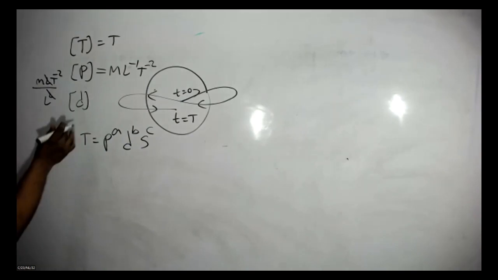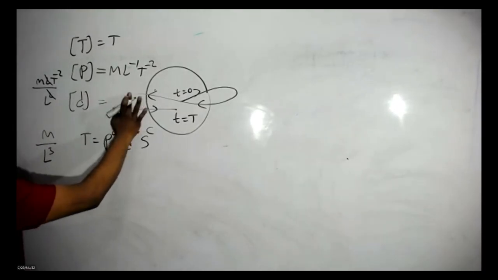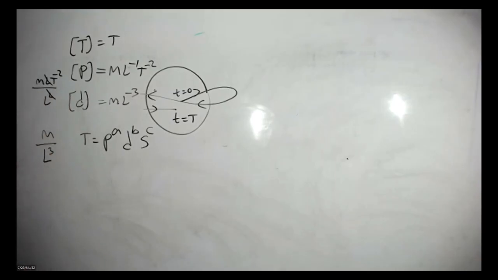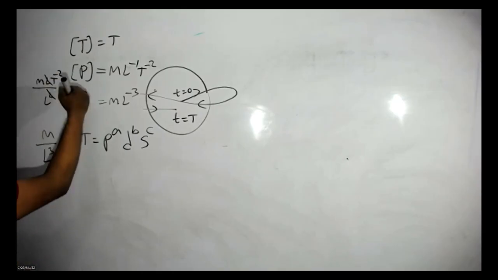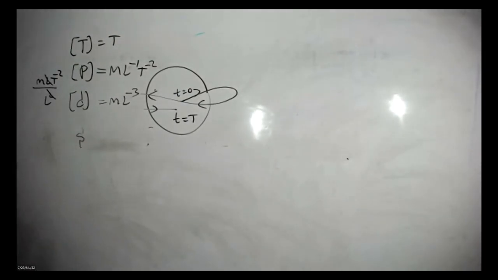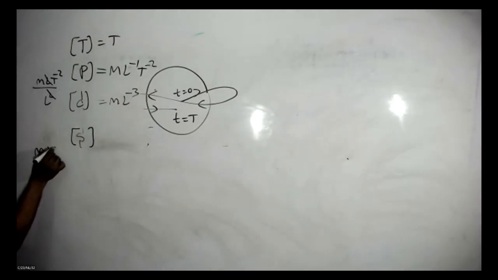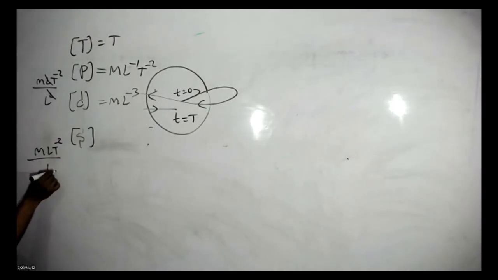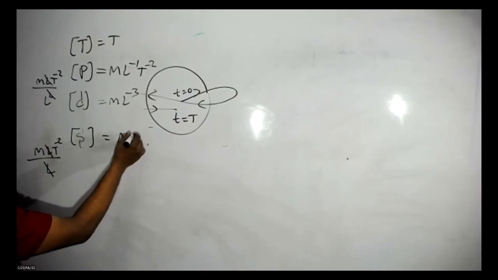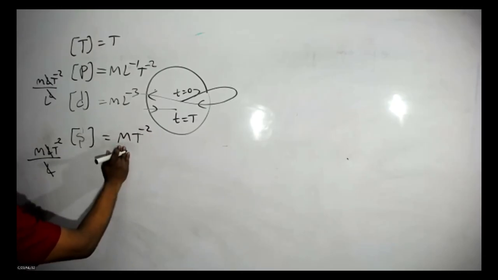Density, how do you get density? The dimensions of density are mass over volume, which is M L to the power minus 3. Then surface tension S is the force acting on a unit area. The dimensions of force are M L T to the power minus 2, divided by L, so the L's cancel out. The dimensional formula of surface tension is M T to the power minus 2.